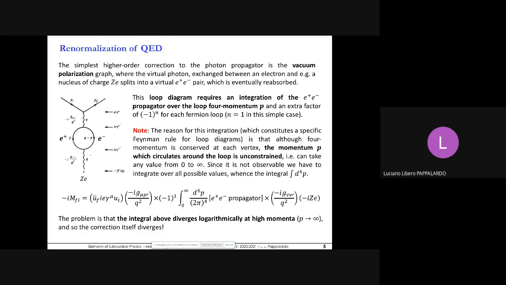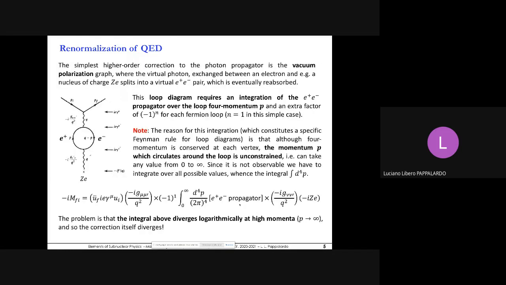Now, what is the problem? The problem is that this integral diverges logarithmically at high momenta. So when you go now to plus infinity, this integral diverges. And of course this is a serious problem, because a diverging theory is a theory that cannot describe real processes. So something is wrong and something has to be adjusted here.